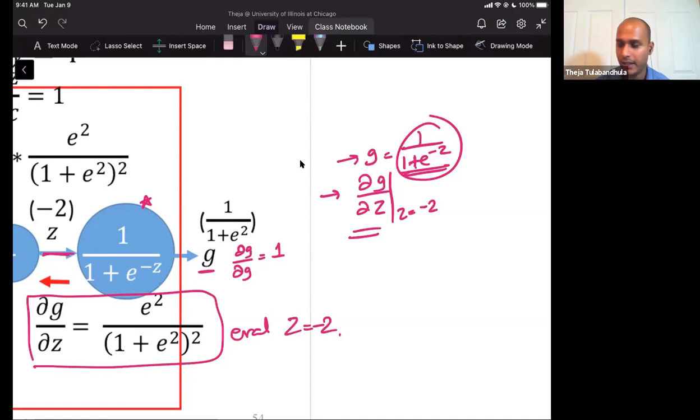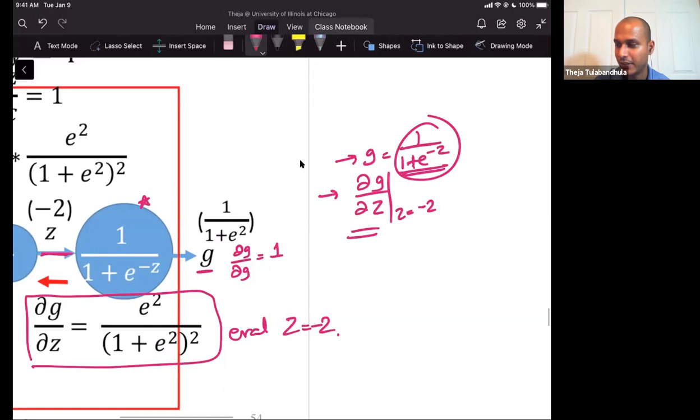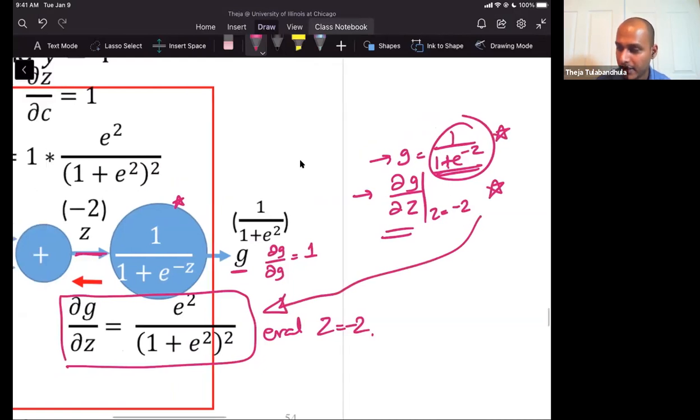Let's take this as given, because I don't want to spend 5 minutes just trying to find the derivative here, which eventually just evaluates to this. Okay, let's say we have the local gradient. I know the incoming gradient is 1, and the local gradient is this. Therefore, the gradient, the red arrow that I need to pass back to the previous predecessor node, the plus node, is just incoming gradient times local gradient. Since the incoming gradient is just 1, what I need to pass back is just this e square divided by 1 plus e square the whole square.